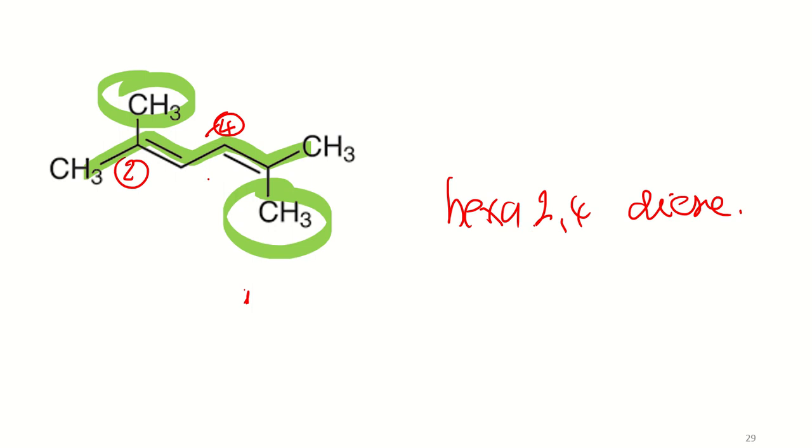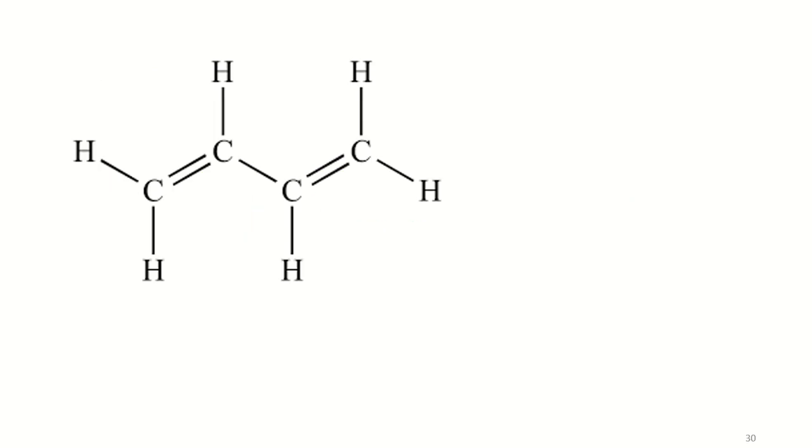We have to put our A in, but we have 2 methyl groups as well. Our methyl group here is in 2, and our methyl group here is in 5. So we have a 2, 5 hyphen dimethyl hexa 2, 4 diene.